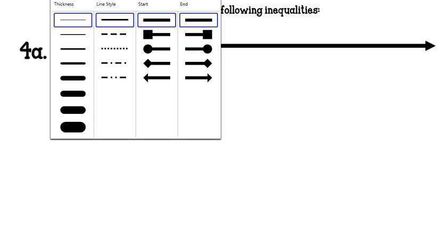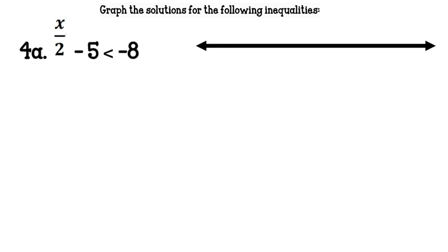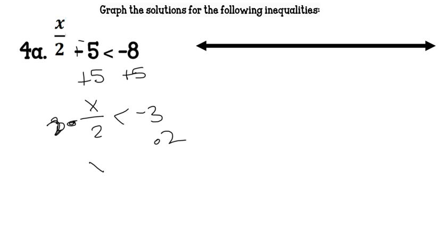Okay, for A, the first thing I'm going to do is go through and add the opposite. And so I have x over 2 plus negative 5 is less than 8. So to get rid of that negative 5, I'm going to add a positive 5 to both sides. And I now have x divided by 2 is less than 3. And I'm trying to get x by itself, so I'm going to multiply both sides by 2. And I get x is less than 6.